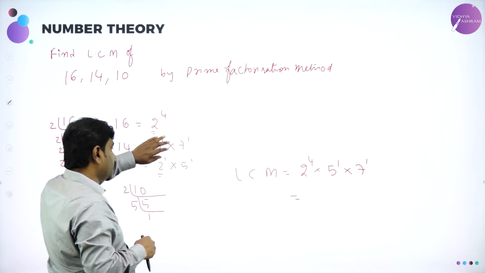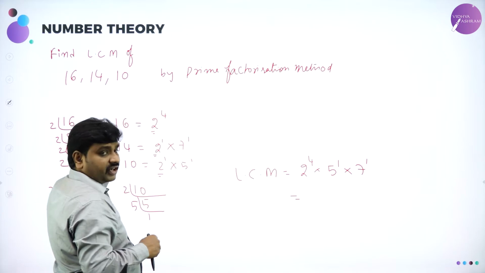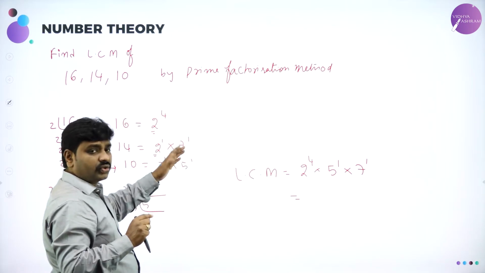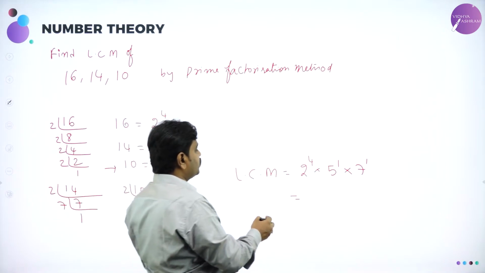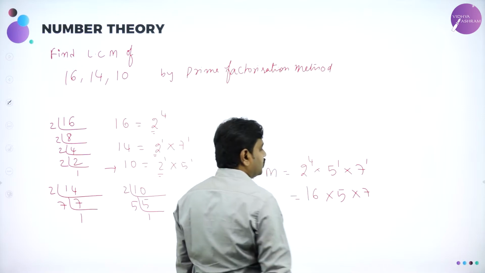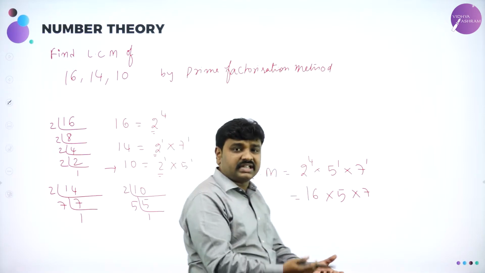We should not select 2 power 1, we should not select any other factor. But 5 occurs only once, so I have to select that. 7 occurs only once, I have to select that. Simplify this: 2 power 4 is 16, into 5, into 7 is the LCM. So multiply these numbers, you will get the LCM.